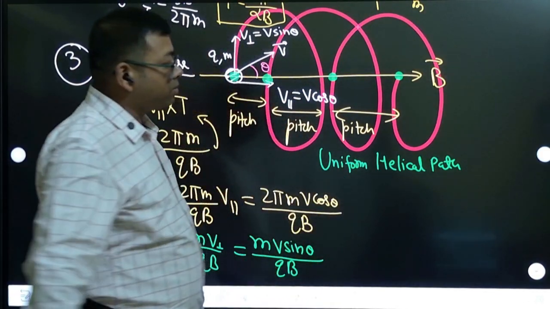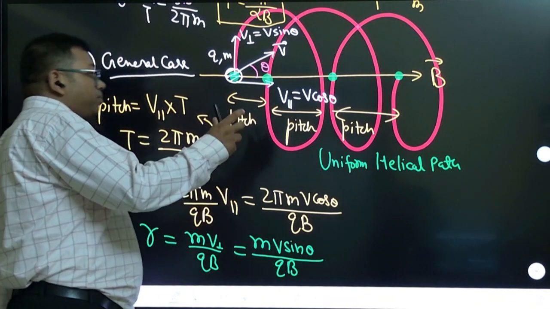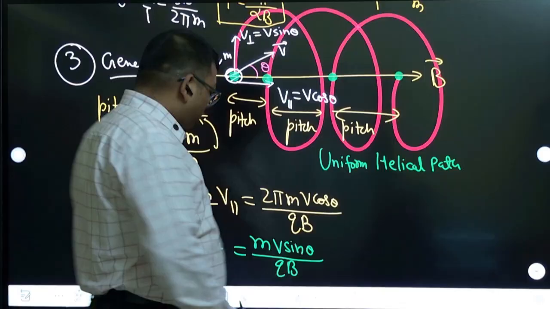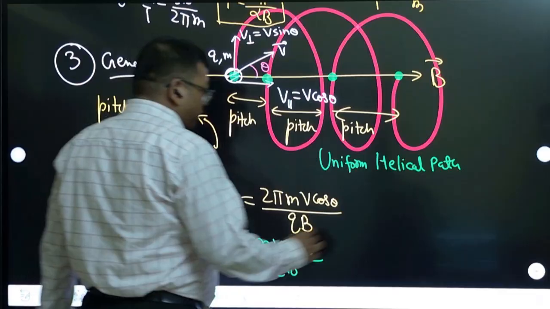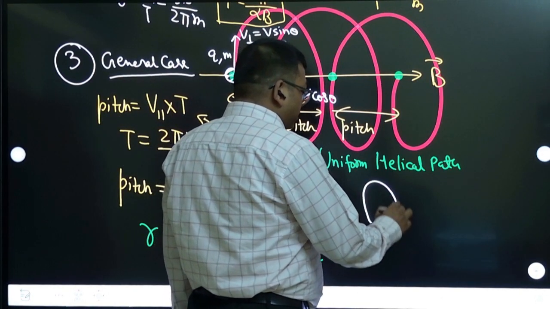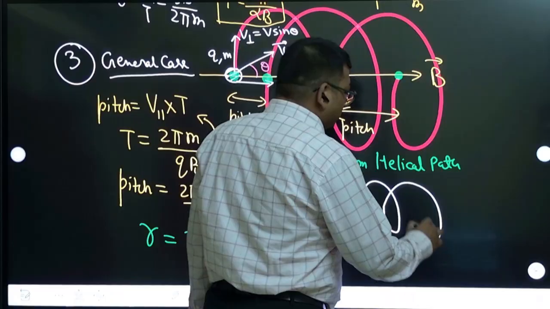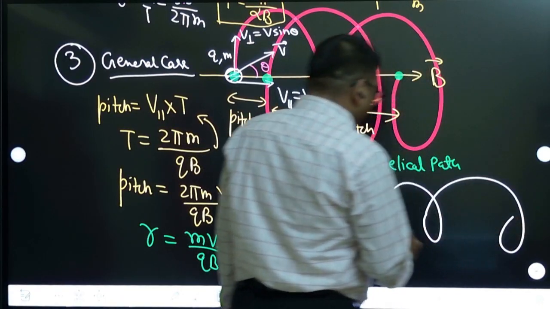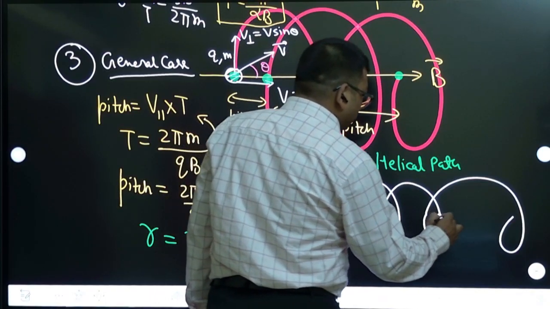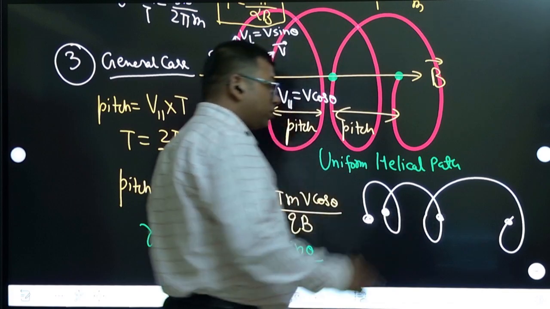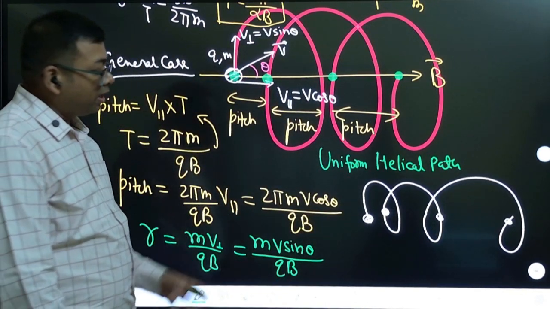Uniform helix means the pitch is equal. It is not non-uniform. Non-uniform pitch will be like this. First it makes a circle like this, next again like this, next again like this. So the distance after each circle is increasing, and such a motion is a non-uniform helix.